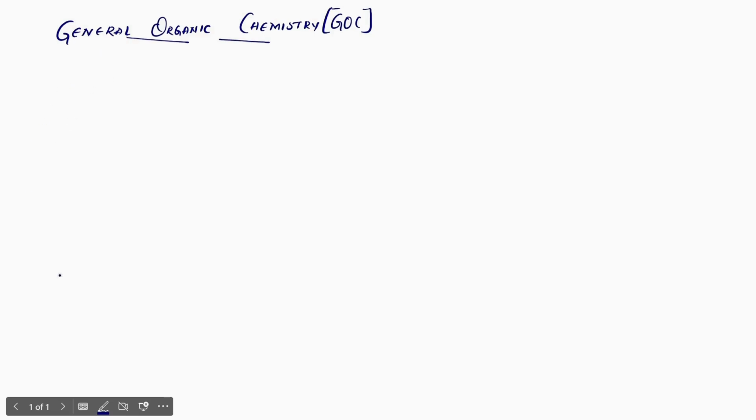If we consider the basics of any organic reaction, consider the substrate. When the substrate is made to react with a suitable reagent in the presence of a suitable solvent, it gives an intermediate, which then gives the respective product.